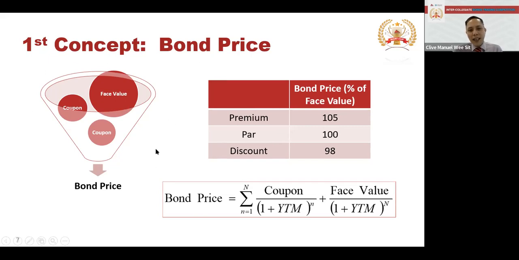Now, I put this funnel here on the left to show you that a big part of the bond price is really the face value, okay? And a small portion of the bond's price is attributable to the coupons. So it's still the face value that is a big portion of the bond price.